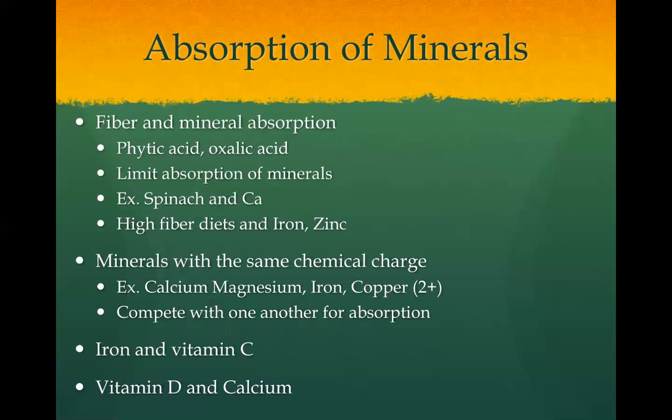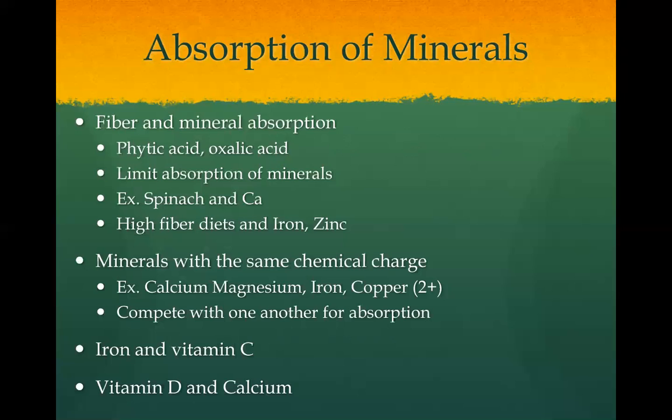Fiber and mineral absorption. So fiber is found in plant foods, and fiber is good for us. It helps keep our GI tract flowing and regular and healthy. However, some components in fiber do bind to minerals. And when they bind to minerals, they are excreted with those minerals they have bound to. And so we are not able to absorb them. And those compounds in fiber are called phytic acids and oxalic acids. This can significantly decrease the absorption of things like iron, zinc, and many other minerals.